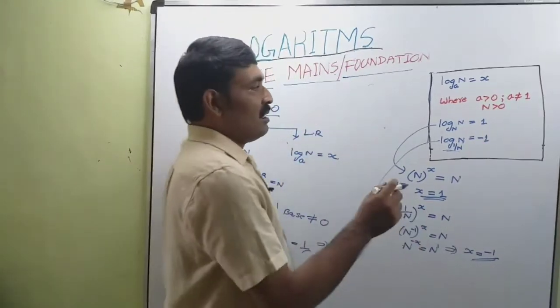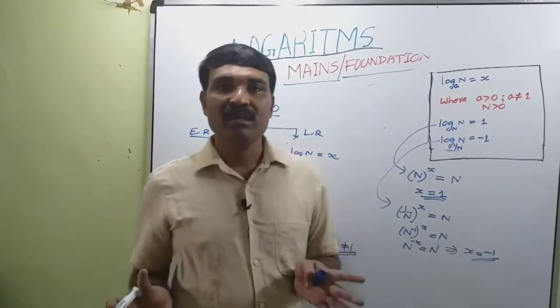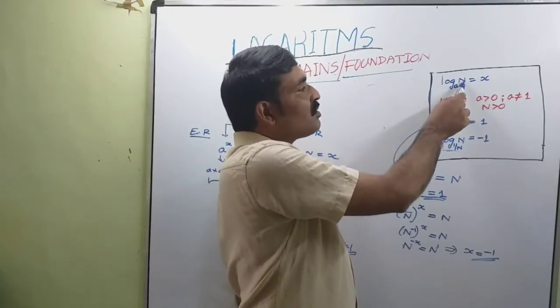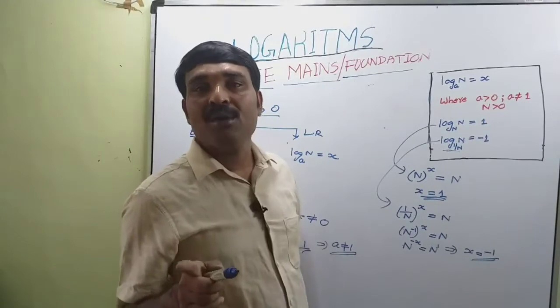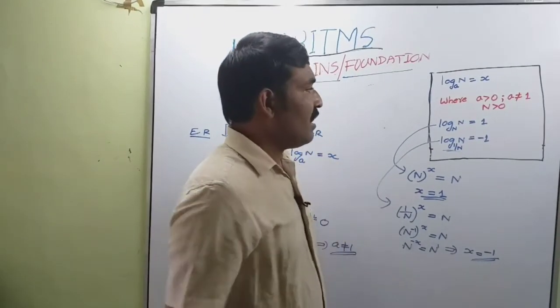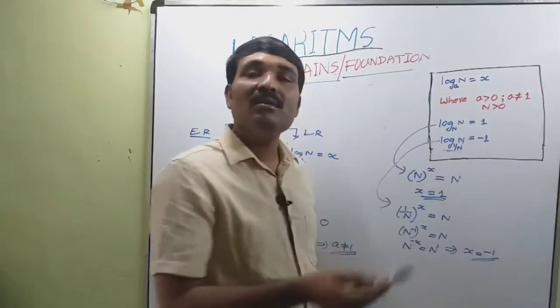So these are our properties, three very important properties. That is, logarithm of any number to the base a is x, provided base is not equal to 1 or base not equal to 0, and logarithm of any number to the base of the same number.